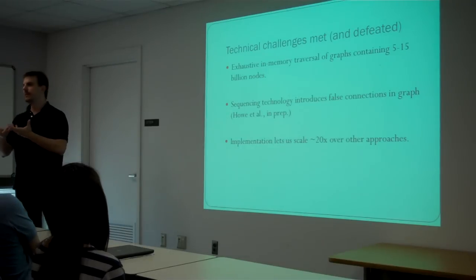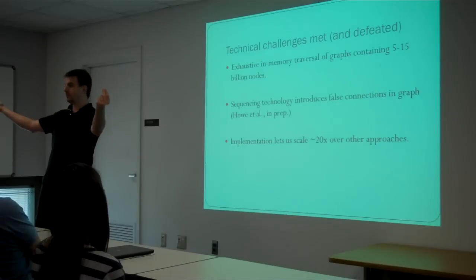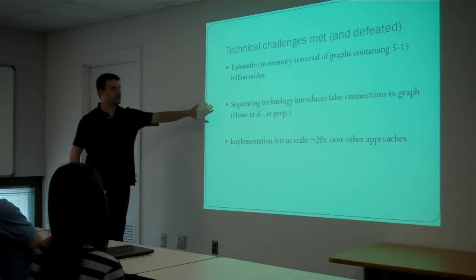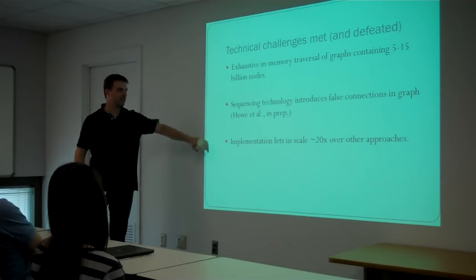We weren't doing anything clever, right? We're just asking, is this node in any way, shape, or form connected to this node? It's hard to do that in a clever way, so we just did it exhaustively. It turns out that sequencers produce false connections in the graph, so we had to work with that. That's our third paper that hopefully will be submitted this week.